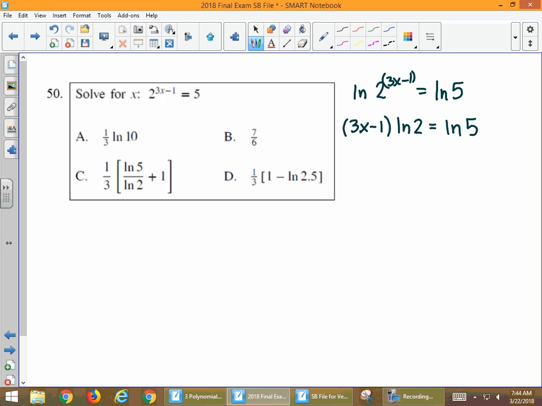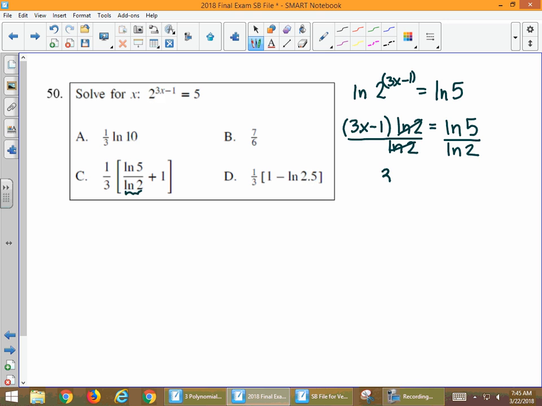I'm just going to take a look at my answers over here. It looks like I have ln of 2 in one of them in the denominator. So I'm going to go ahead and divide both sides by ln of 2. Your other option here, if you didn't want to divide at that point, is to multiply the ln of 2 into the parentheses, and then you would divide by it later.